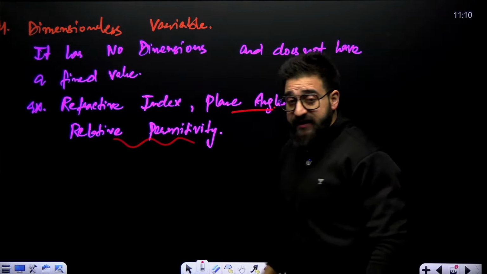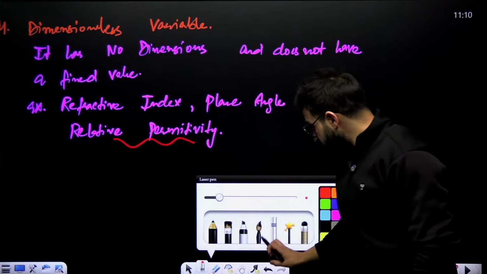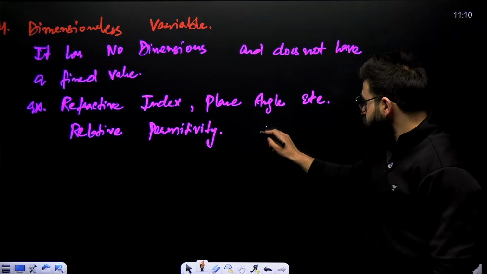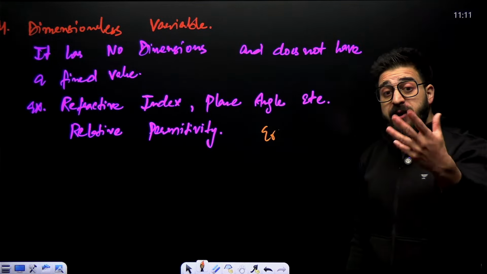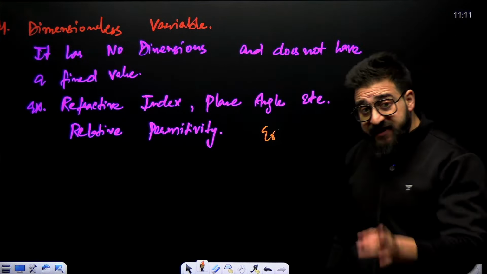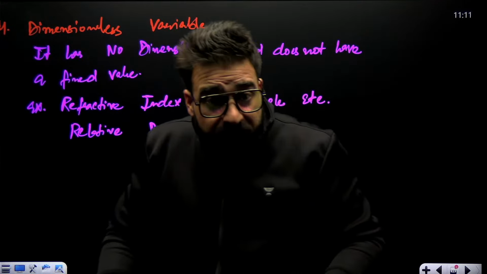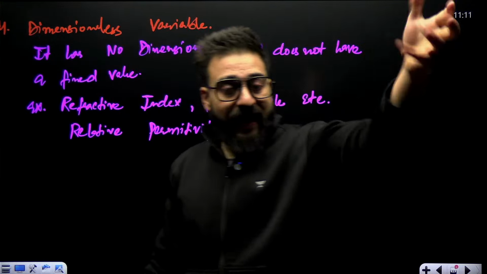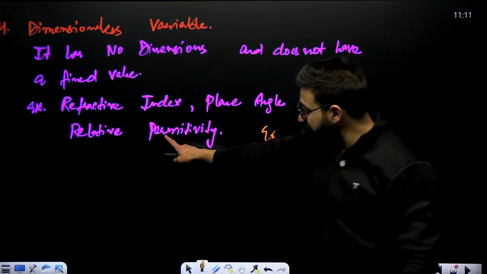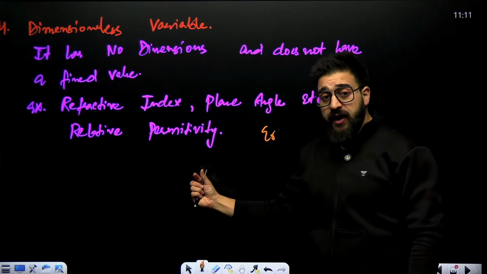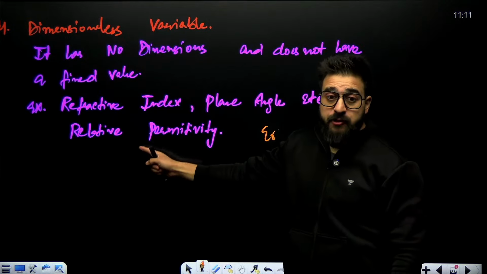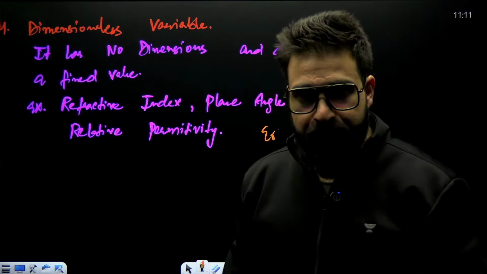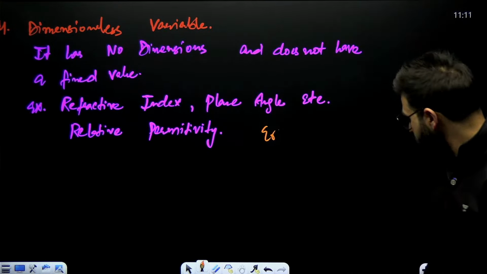Relative permittivity, that is epsilon r. Also relative permeability. Relative permittivity for different mediums is different. For air, it is something. For water, it is something. For glass, it is something. And when it comes to the dimensions of relative permittivity, it's a dimensionless physical quantity. Okay. Is that clear?